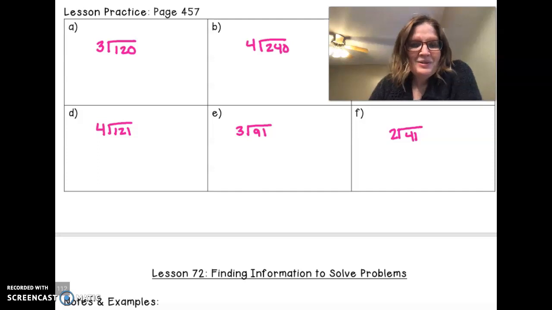Hi, it is time to talk about Lesson 71, Division, answers ending with 0, practice set.